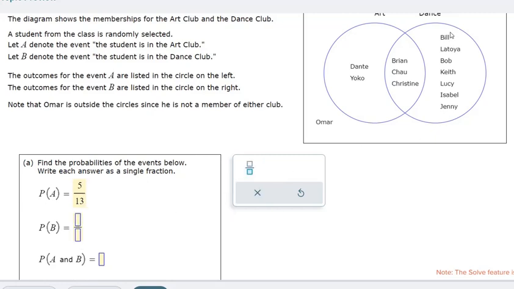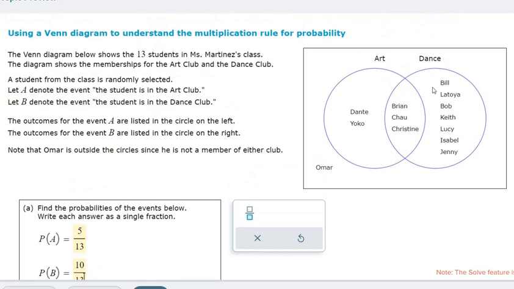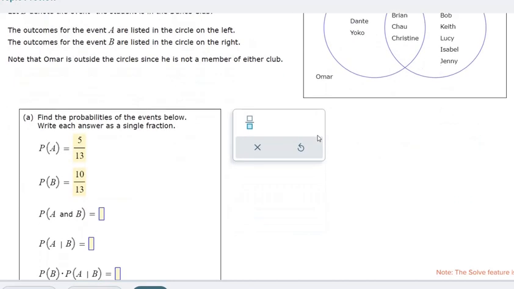Do the same thing for B. There's 1, 2, 3, 4, 5, 6, 7, 8, 9, 10. There's 10 out of 13 in B. And look, we're not just counting the things just in this part of B. We're counting everything in the B circle, even the ones that overlapped with A.